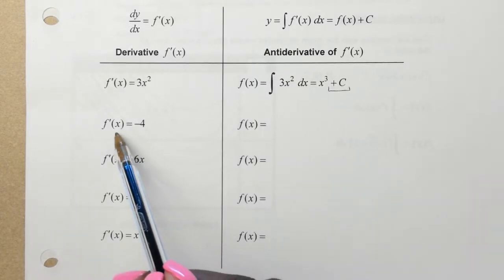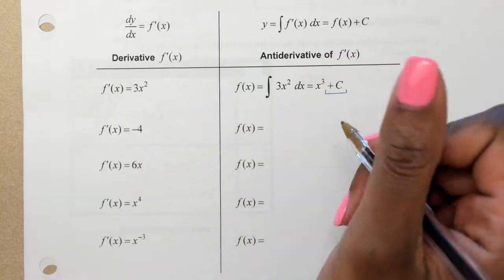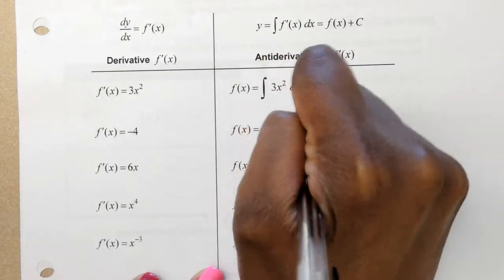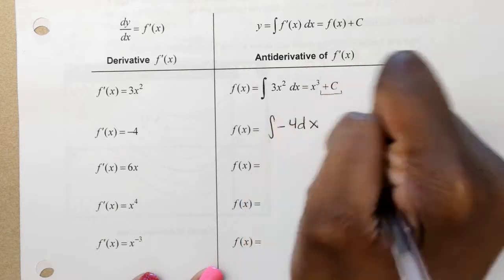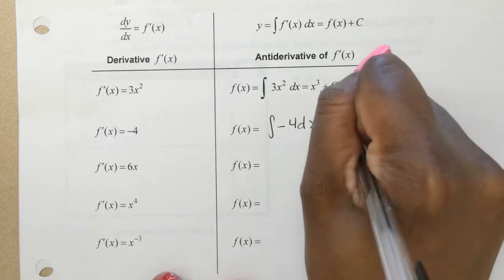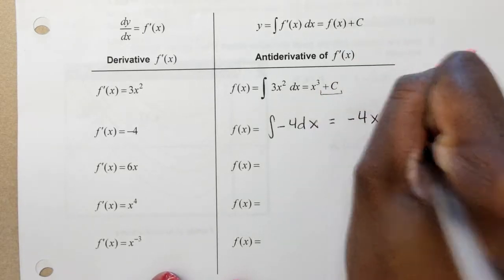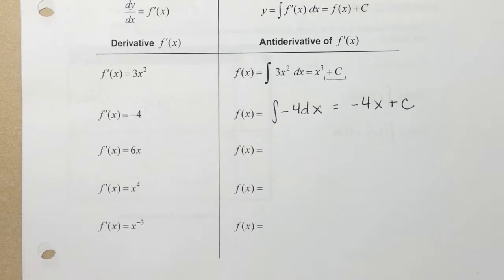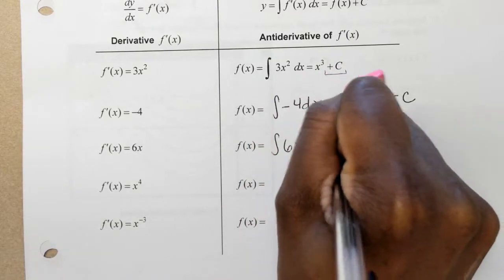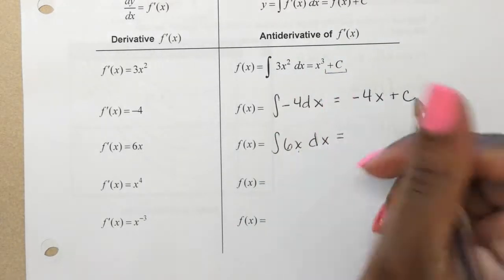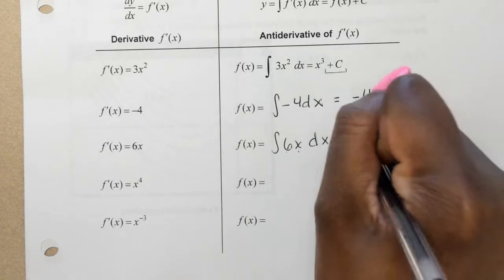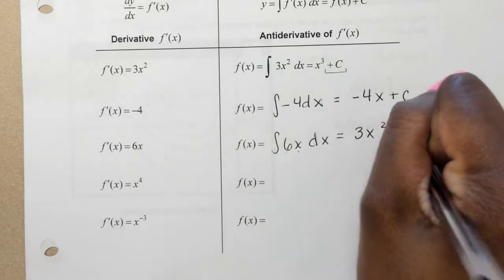Okay, and then here now we have a derivative of -4. So we're going to rewrite this so that we can find the integral of -4 in terms of x. And that's going to give us -4x plus c. The derivative of -4x is -4. The next one, we have the integral of 6x dx. So we know our exponent, we're going to add 1 to that, so we should have x squared. And then if we divide 6 by 2, we get 3, so we have 3x squared plus c.